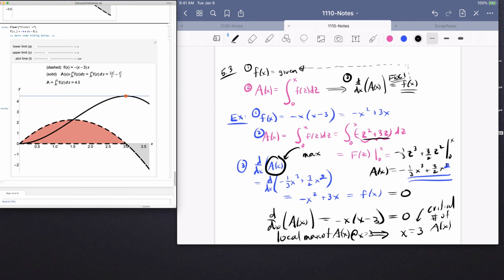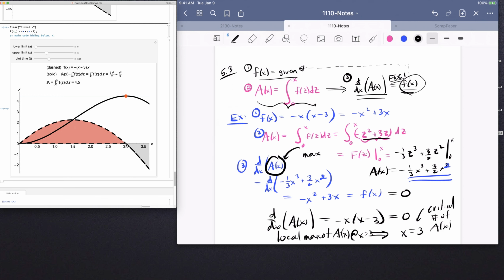Now, the reason we're looking at this example again is just to become a little more familiar with the 3 different steps: the original function, what it means in terms of area, and then how the derivative of that area function, which is the original function itself, works together with all of that.